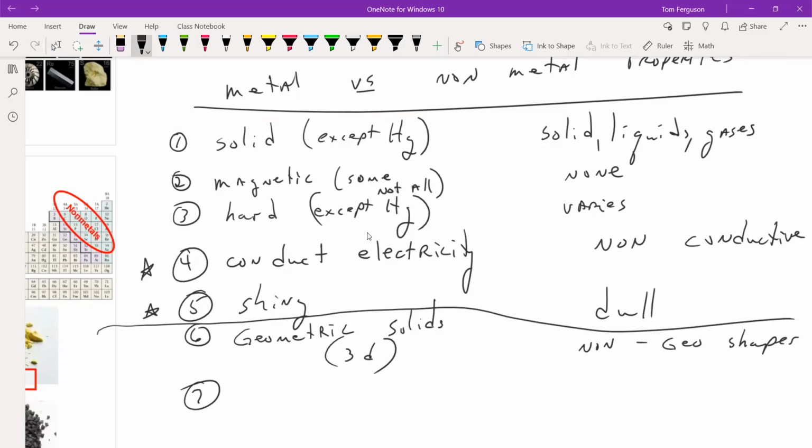By the way, you guys, I've been doing this comparison for decades, and you guys come up with some very interesting ones that none of the other classes have come up with. Just FYI. Okay, so one more.